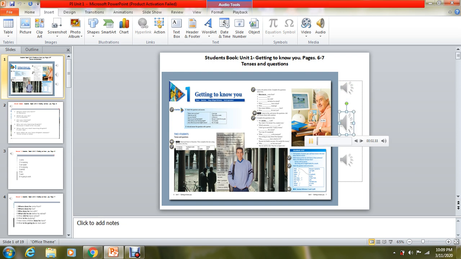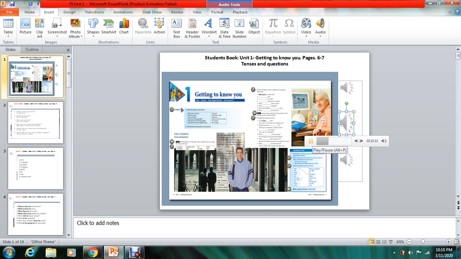The second tense that is used here in this unit is simple past. We use simple past to express an action of the past. For example, he played tennis yesterday. She went to Abha last year. In these 2 sentences, they did the action in the past.